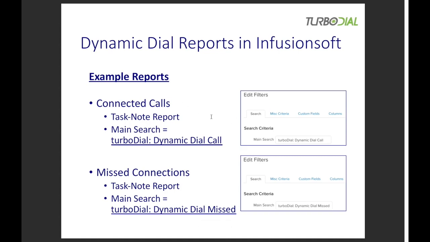If you want to get a report on your connected calls in Infusionsoft, then here are the filters you would set up in your task note report in Infusionsoft. In the search tab, the main search field would simply use the value of TurboDial Dynamic Dial Call. With that filter and that search phrase, you'll pick up your connected calls. If you want to instead pick up the missed connections and have a report showing your missed connections, then you could use the phrase TurboDial Dynamic Dial Missed. That will give you your missed connections.